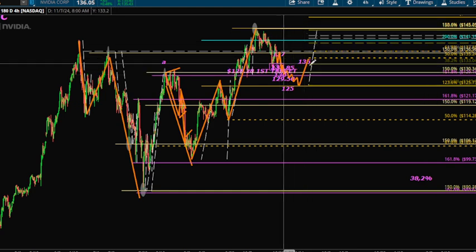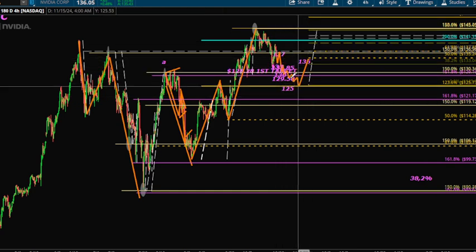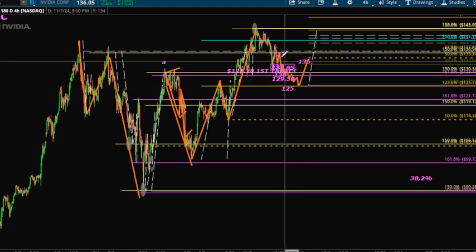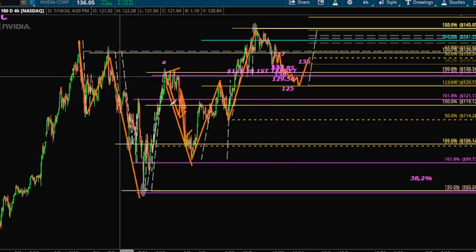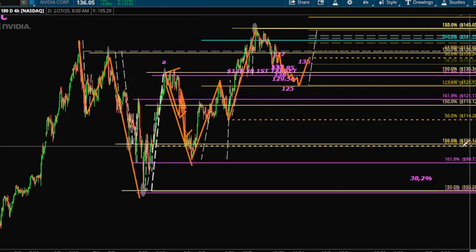So but anyways, I got some targets to the downside right now, so that's what I'm anticipating. But this is the overall chart. So hope that helps. Thanks for watching.